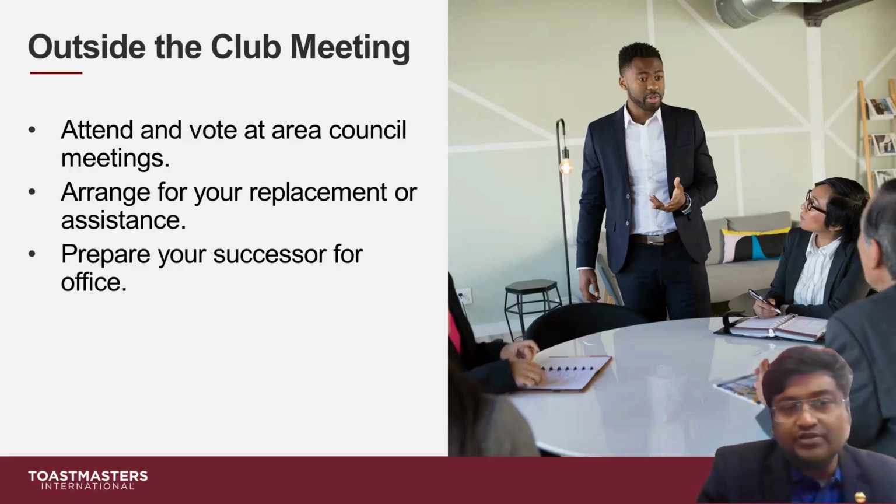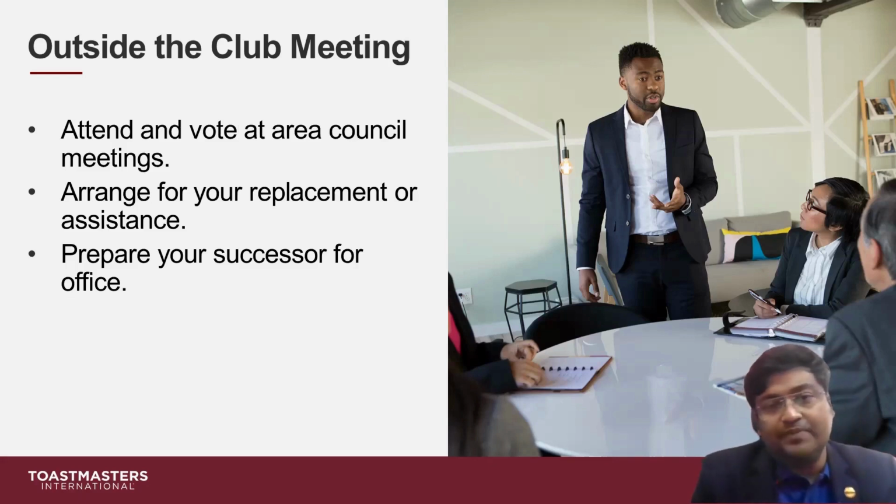Outside the club meeting, you're also supposed to attend and vote at area council meetings. Please understand, the president, the vice president of education, and the vice president of membership are members of the area council. If the area director is having a meeting and you need to cast your vote, you need to be at the area council meetings, please be aware of that. Arrange for your replacement or assistance if you cannot be there, and prepare your successor for office.